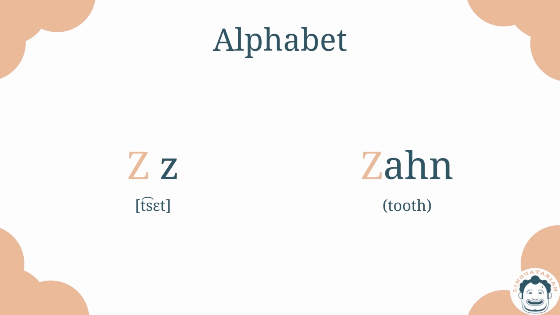Next we have Z, which is the final regular Latin letter in the alphabet. Z, as in the word zahn. Zahn. So pronounced quite similarly to the English TS combination.